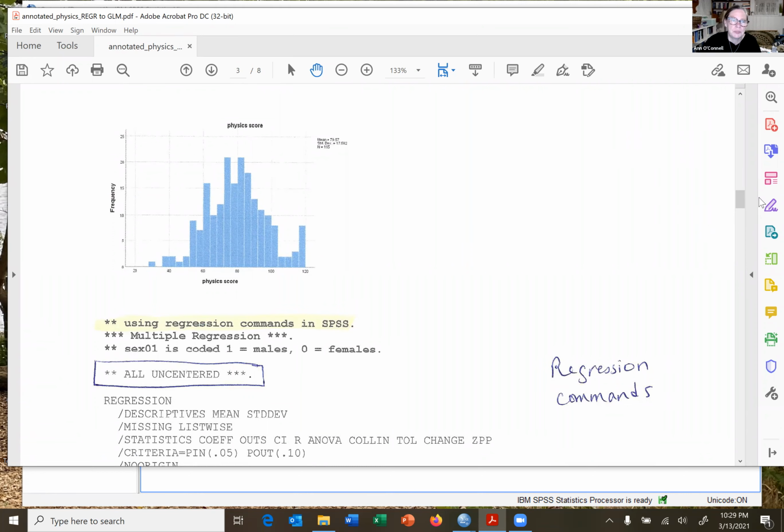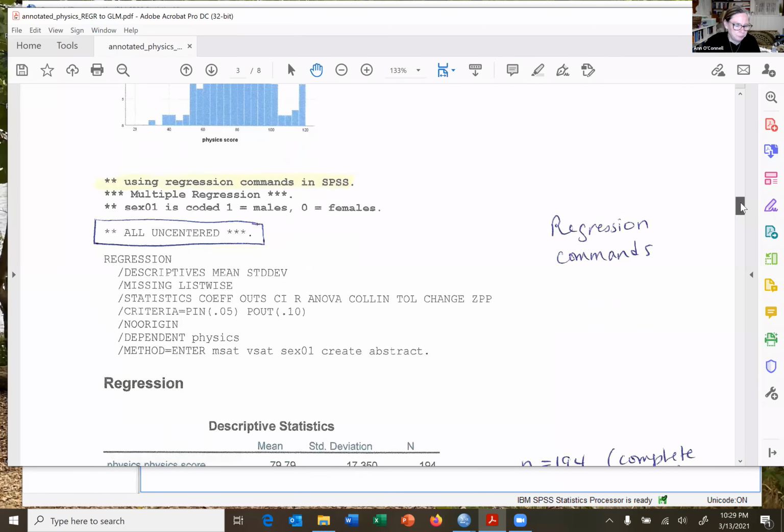Remember that the assumption in regression, true even if we're using regression through the GLM procedure, is that the residuals themselves are normally distributed. So not so much what the dependent variable or the predictors look like, but what the residuals look like when we run a regression model.